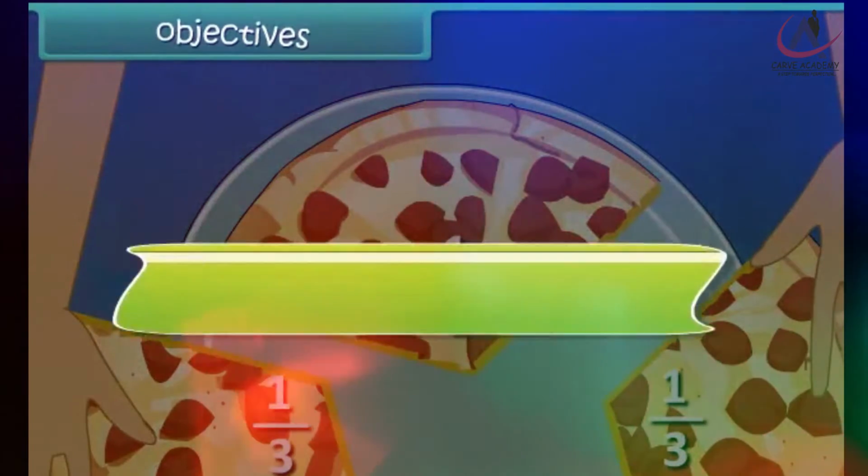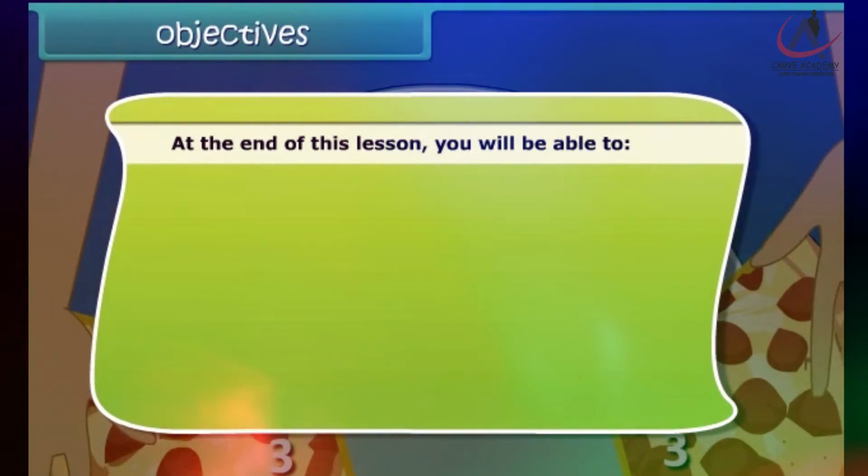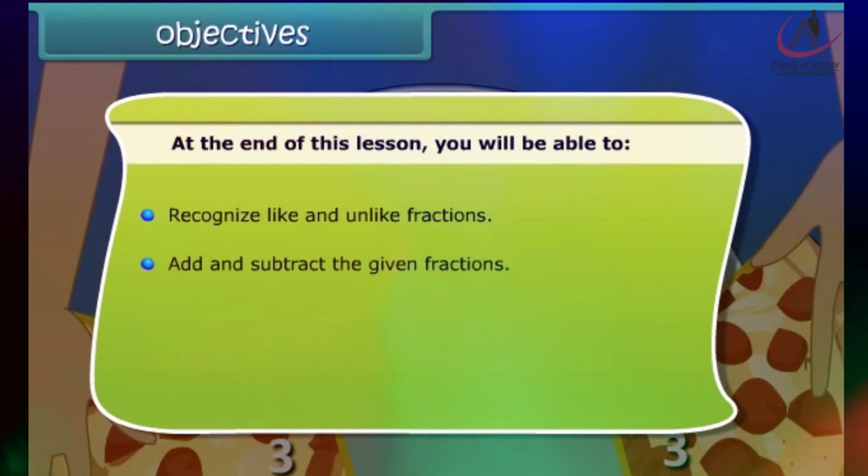Objectives. At the end of this lesson, you will be able to recognize like and unlike fractions, add and subtract the given fractions.